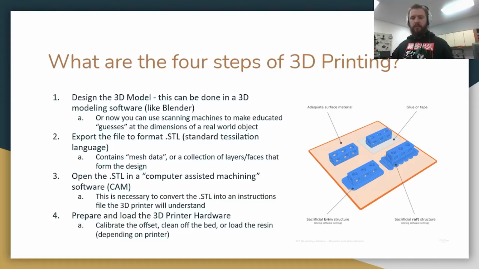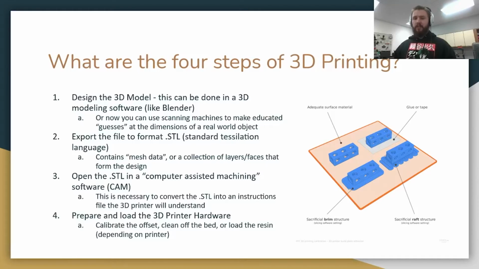Once you've reviewed your model in the CAM software and you've converted it from an STL to a machine file, which is just a bare bones list of instructions that the 3D printer follows to create this shape, you then move on to the 3D printer, typically with the file on an SD card, or you can upload the file to a server that your 3D printer is connected to if you have a really nice one.